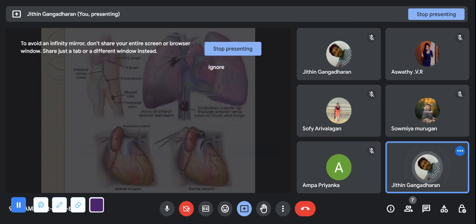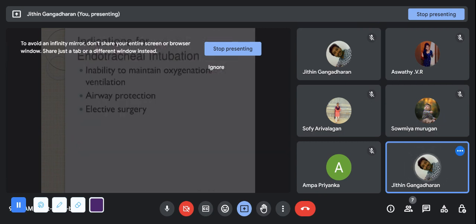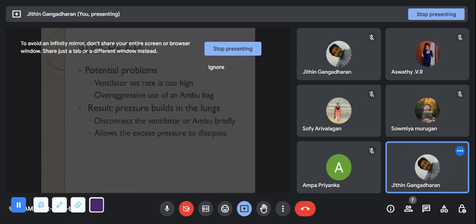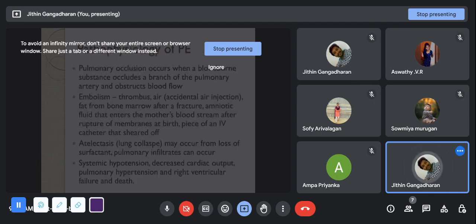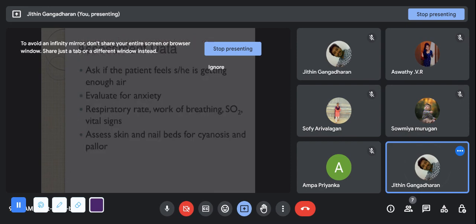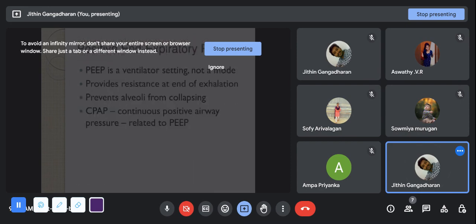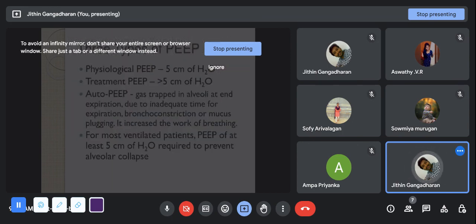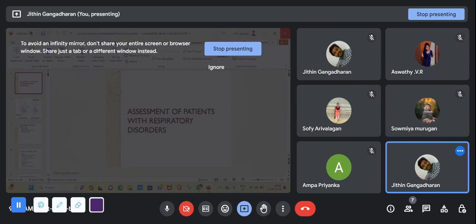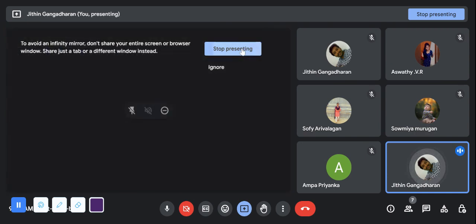Now these are practical sessions. That's why I'm skipping all these things. Endotracheal intubation, PEEP, respiratory support, the mechanical ventilator, we explained yesterday. That's why I'm skipping all these things here. We have explained all these things.